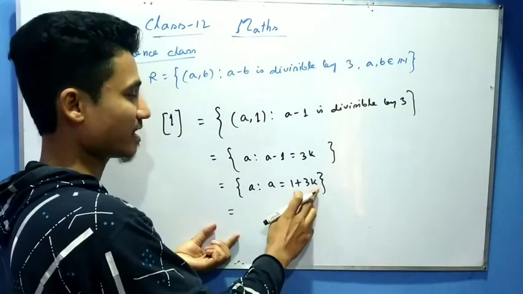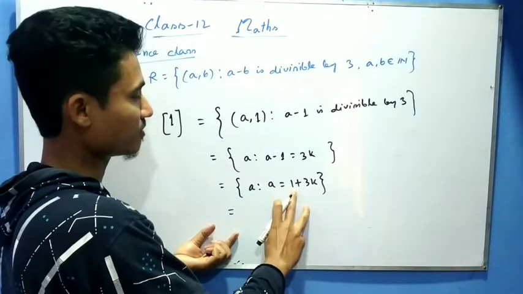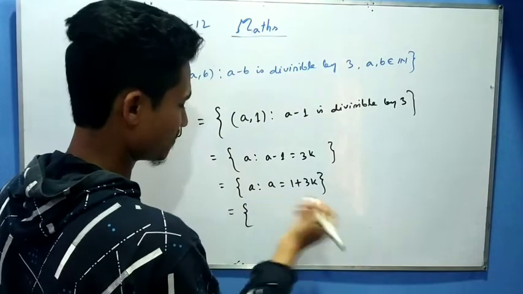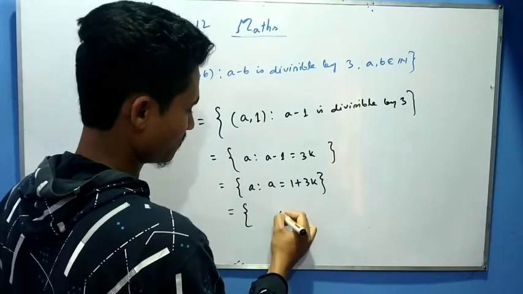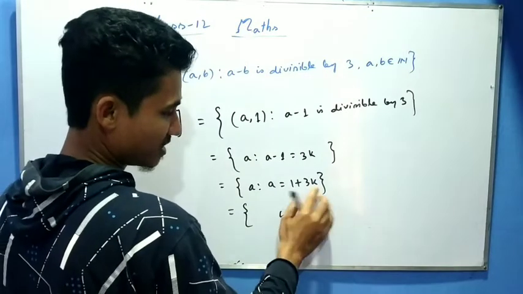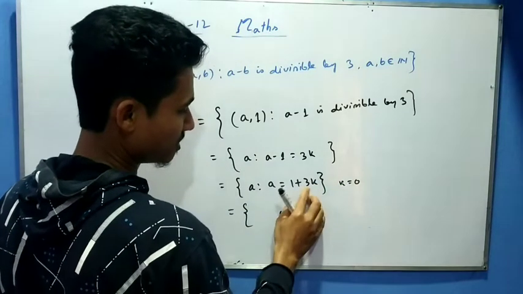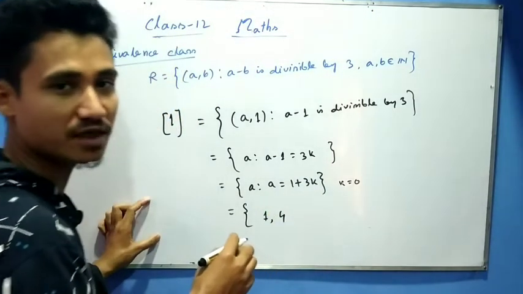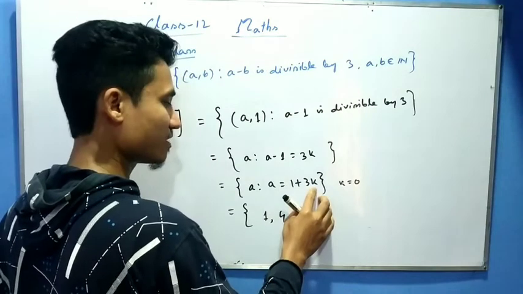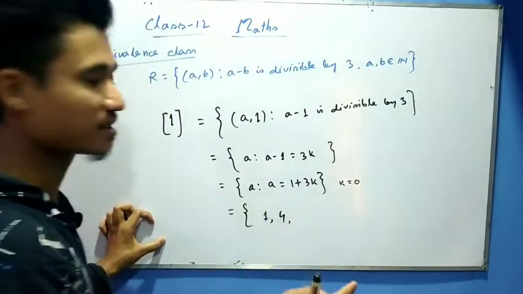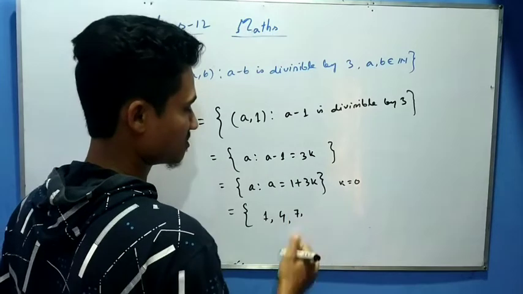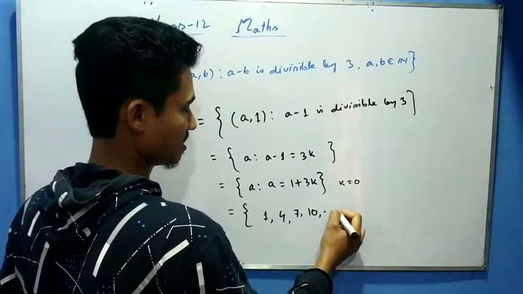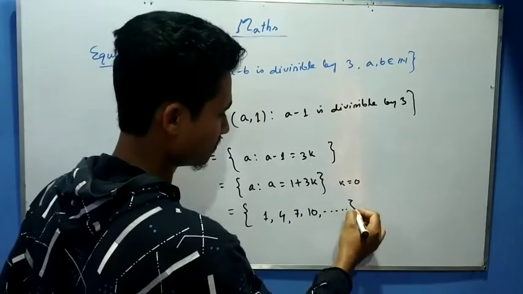Now see, if I put k equal to 1, then 3 plus 1 is 4. Does 4 belong to the natural numbers? Yes. Then 4 will come. Put k equal to 0, then 3 into 0 is 0, so a equals 1. 1 belongs to the natural numbers, so it will come. Next, if I put k equal to 2, then 3 times 2 is 6, and 6 plus 1 is 7. So it will come. Then if I put k equal to 3, 9 plus 1 is 10. And so on. This way it will come.